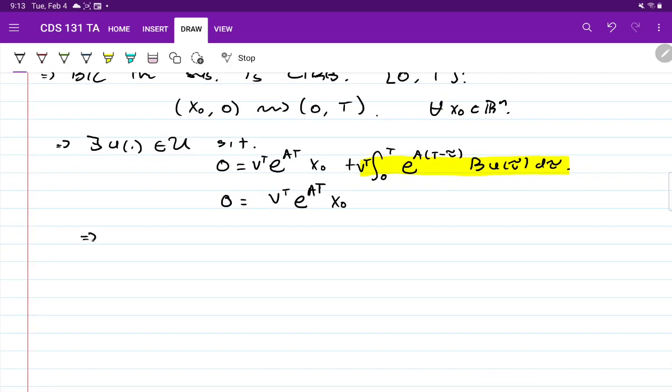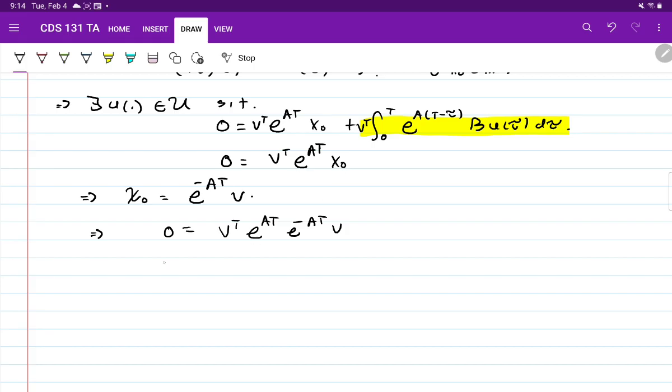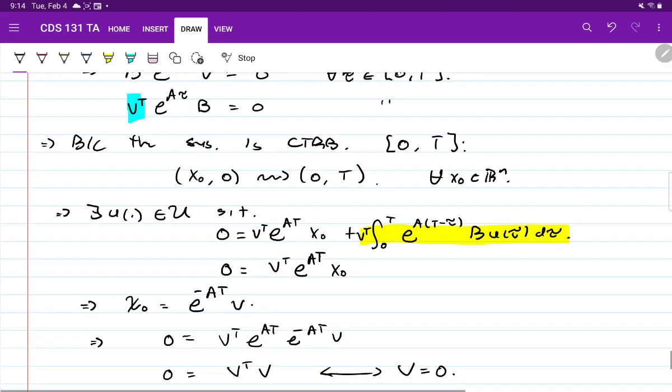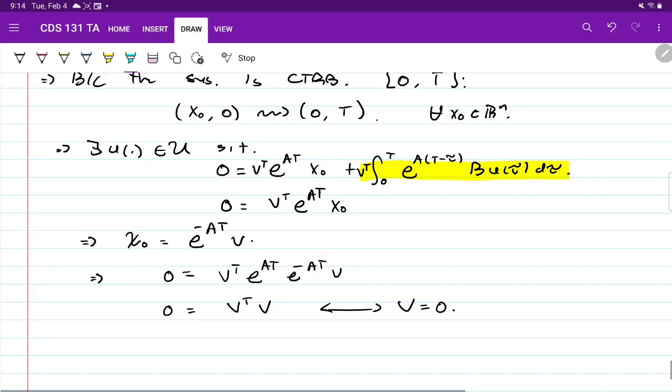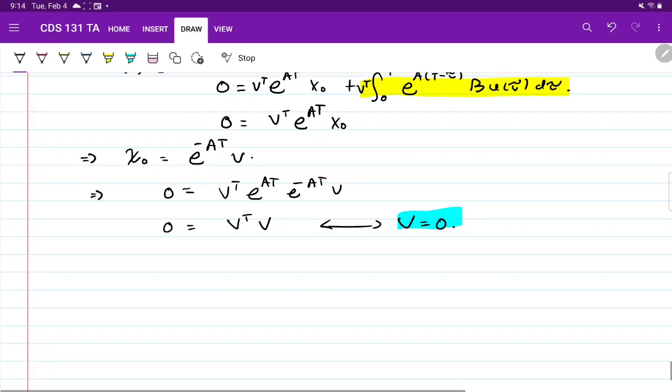So now what do we do? Now we pick a special initial condition. Let's pick x naught equals e to the minus at, the inverse of e to the at, multiplied by v. If we do this, what we find is that 0 equals v transpose e to the at, e to the minus at times v, and this cancels out and becomes the identity. We get 0 equals v transpose v, which we know is equivalent to v equals the 0 vector. But what did we say above? Well, we said v is non-zero. So we have v is non-zero, and all the way down here, we have v equals 0. So this is a contradiction.